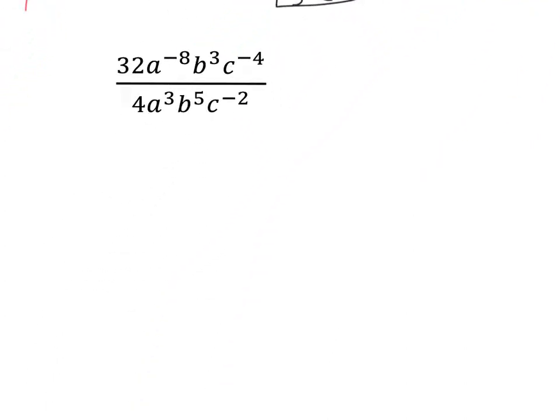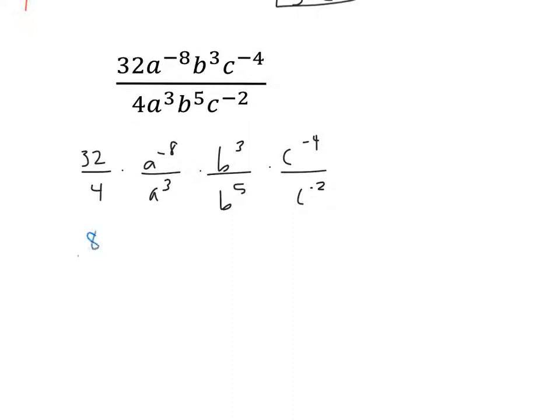All right, let's break up the numbers and the variables. So 32 over 4, a to the negative eighth over a to the third, b to the third over b to the fifth, and c to the negative fourth over c to the negative second. So 32 over 4 simplifies to 8 over 1. I have a to the negative eighth minus 3, which is a to the negative 11th. So right now, instead of writing that out, that's really over 1, I'm going to flip that right now. Okay, so I get 1 over a to the 11th.